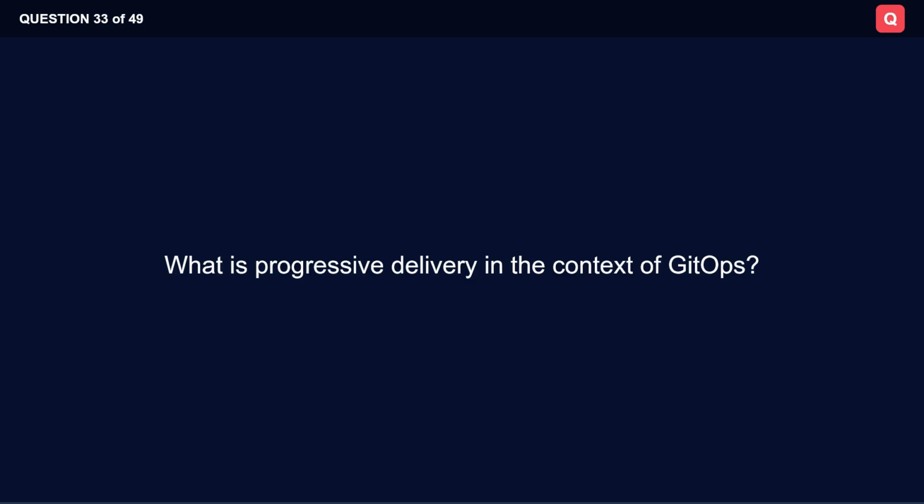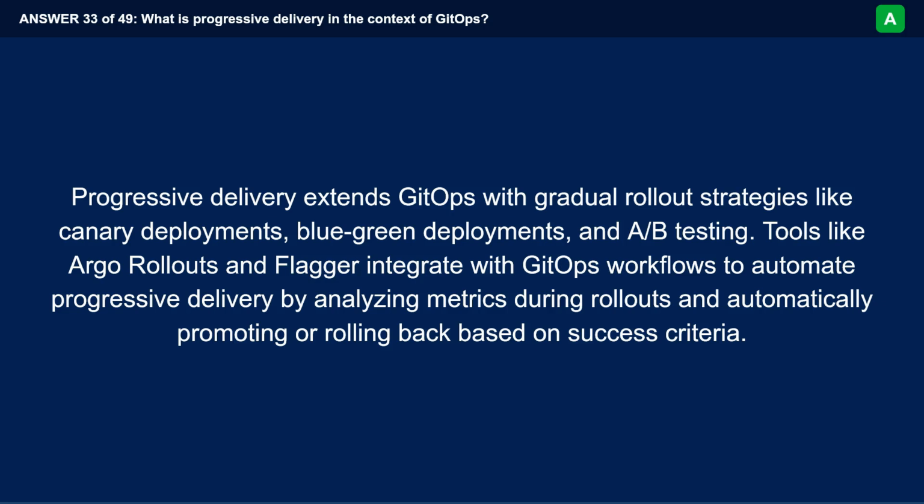What is progressive delivery in the context of GitOps? Progressive delivery extends GitOps with gradual rollout strategies like canary deployments, blue-green deployments, and A/B testing. Tools like Argo Rollouts and Flagger integrate with GitOps workflows to automate progressive delivery by analyzing metrics during rollouts and automatically promoting or rolling back based on success criteria.